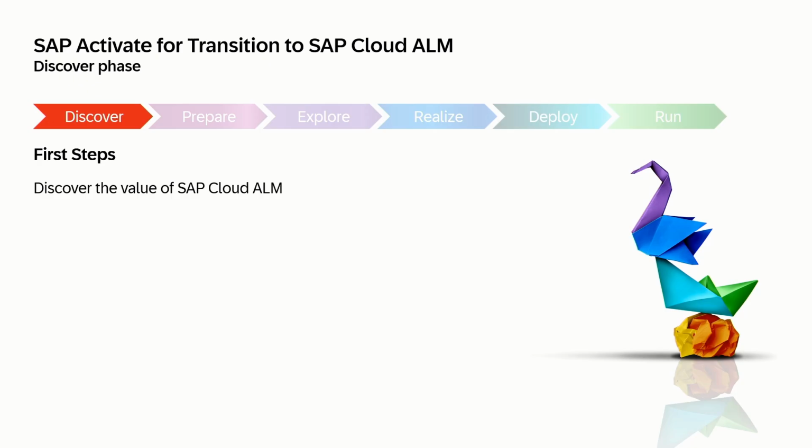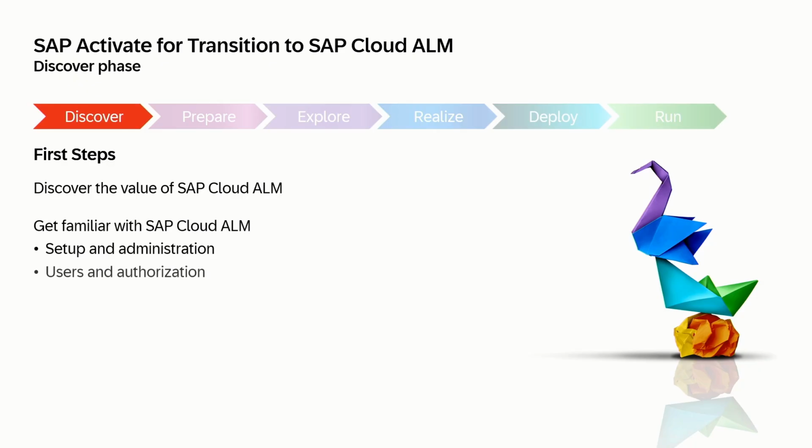Here first of all, it's described the first steps with SAP Cloud ALM. So a customer should understand what SAP Cloud ALM brings for the company. So discover the value of SAP Cloud ALM, it's mentioned here. And it's a bit about getting familiar with Cloud ALM. Cloud ALM is different to SAP Solution Manager. There are a lot of items which definitely work differently. It starts with setup and administration. It's about users and authorization. That is done differently in SAP Cloud ALM.